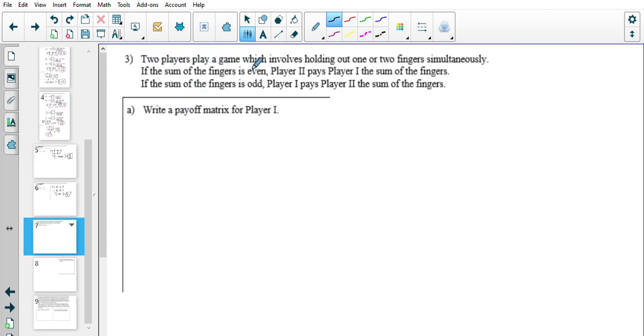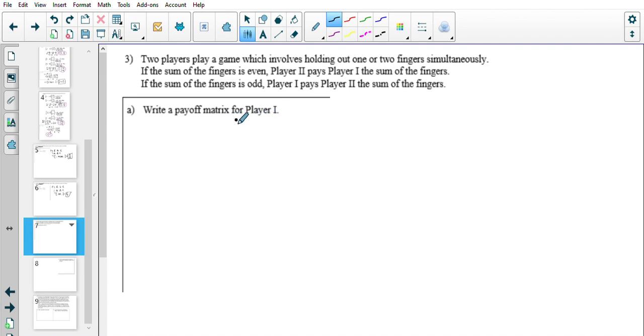2 players play a game which involves holding out 1 or 2 fingers simultaneously. If the sum of the fingers is even, player 2 pays player 1 the sum of the fingers. If the sum of the fingers is odd, player 1 pays player 2 the sum of the fingers. So first we need to write a payoff matrix for player 1.